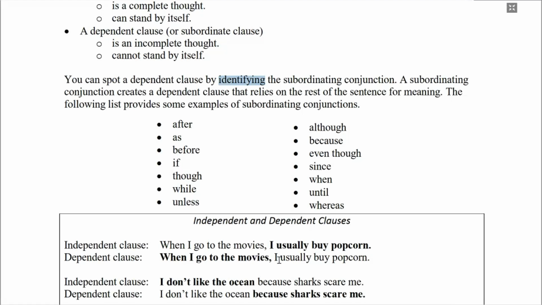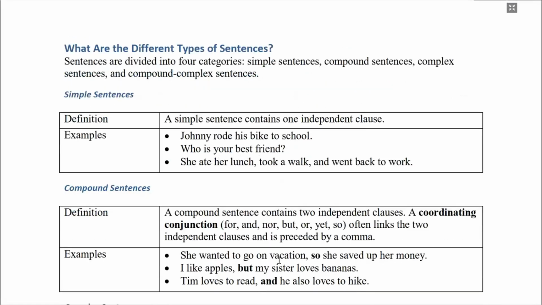Then the next example, I don't like the ocean because sharks scare me. So I don't like the ocean is an independent clause. Because sharks scare me is a dependent clause. Now, what are the different types of sentences that we have? We have four types: simple sentences, compound sentences, complex sentences, and compound complex sentences.